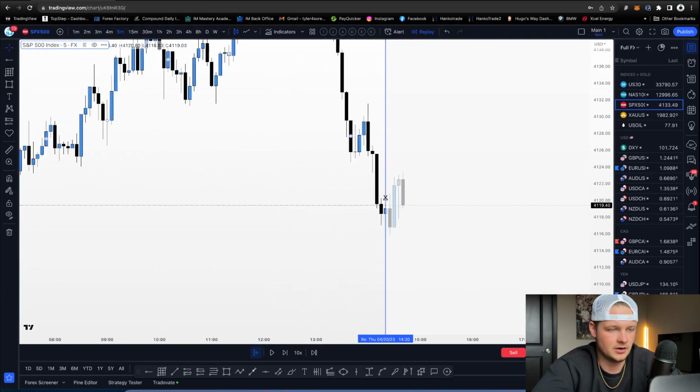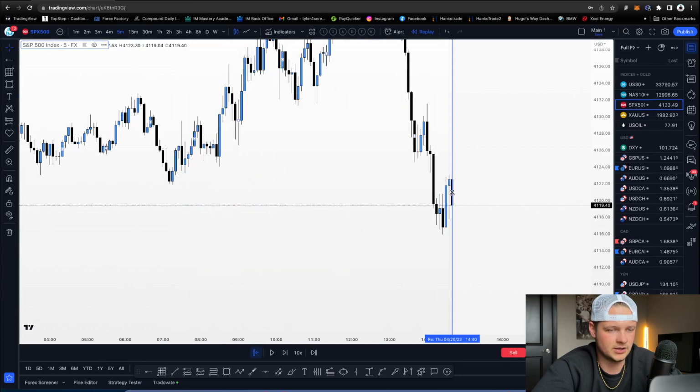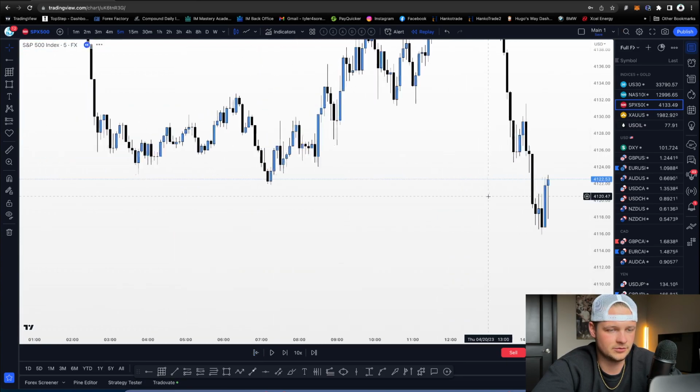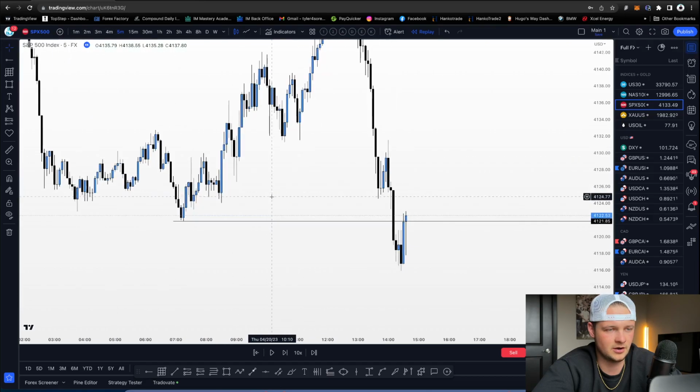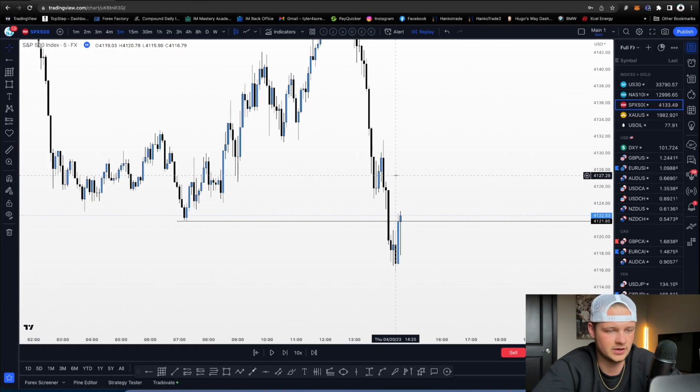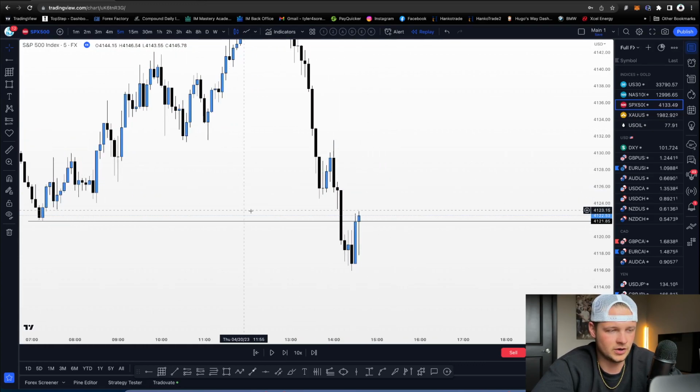So here was the run on liquidity right there. But here's our run on liquidity right here. Right? We took that low. You could say these are equal lows right here. There's all kinds of candles in here, all kinds of liquidity that got taken out on this move. Okay, so run on liquidity.